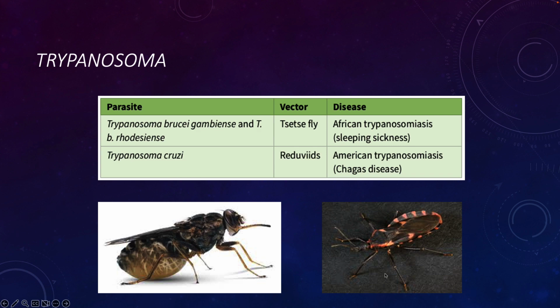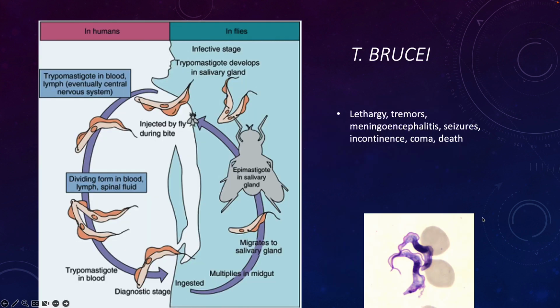It is transmitted by a group of insects, including kissing bugs. And American trypanosomiasis is called Chagas disease. So here's your tsetse fly, here's your kissing bug. Trypanosoma brucei, again, the one that causes sleeping sickness.